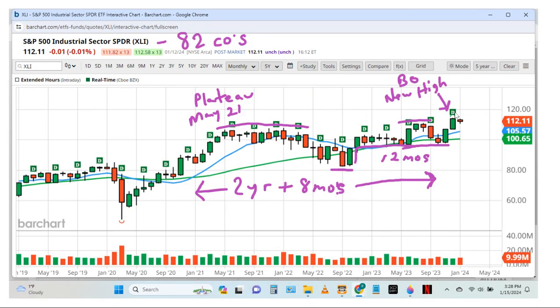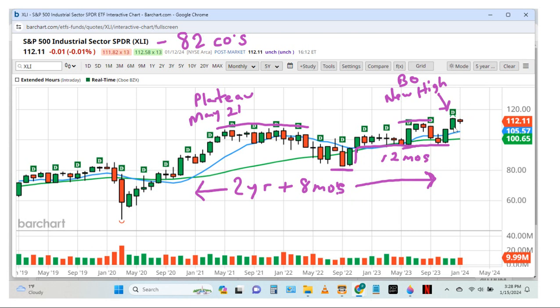Now this sector, XLI or industrial sector, is closely related to the Dow Jones, the 30 companies in the Dow Jones. However, this ETF has 82 companies within it. Most of these companies, you would recognize their names if you look up the holdings of XLI. So I really like this ETF as far as its diversity. It's been a sideways range for 2 years and 8 months, and even within that, in the last 12 months, it's been sideways.